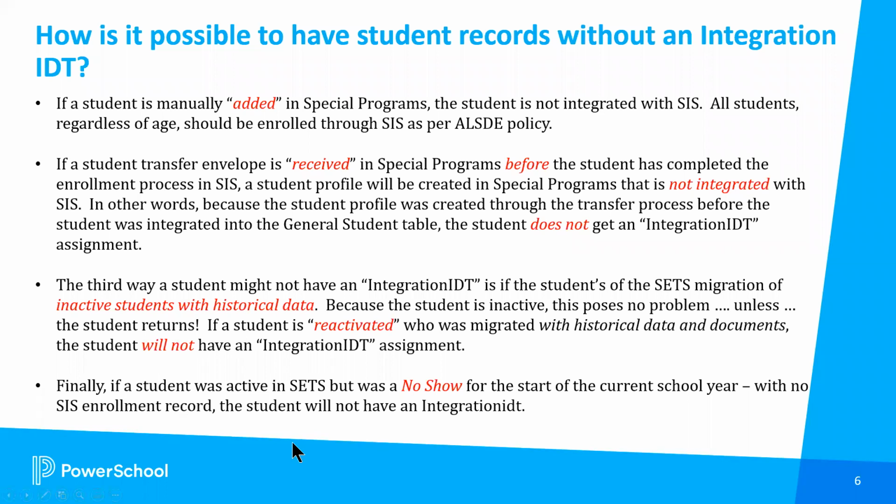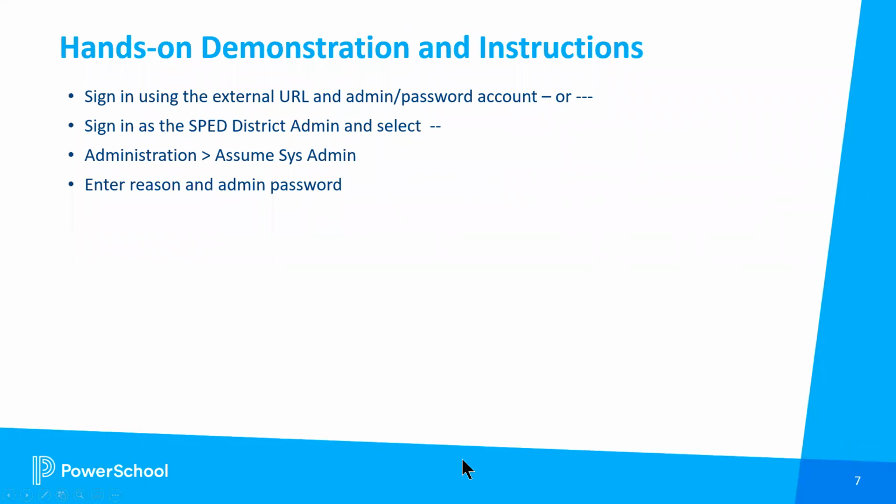Last but not least, we also had kids that came over in the migration that we thought were coming back to school this year, and they didn't. So they were no-shows. And so they never had a record to match up against over on the SIS side because they either withdrew in the spring, or they had an active record and then just never showed up for the school year. So, those are reasons that we might have those.